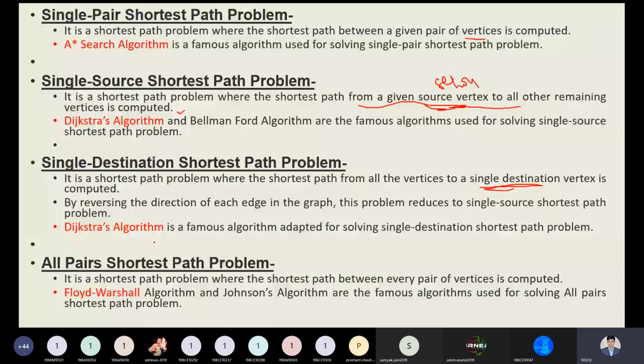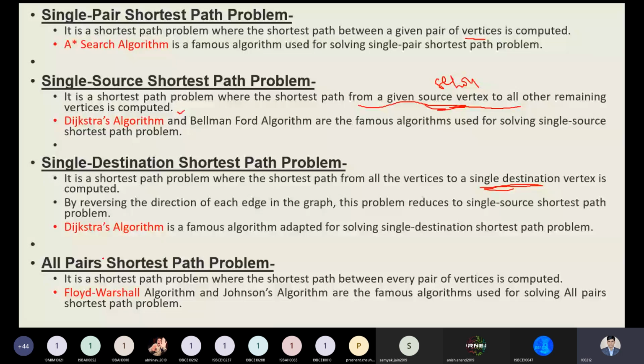But now come to the fourth one, that is the all pair shortest path problem. In the all pair shortest path problem, it is a shortest path problem where the shortest path between every pair of vertices is to be computed. So definitely this algorithm will take much time. So we have the Floyd Warshall algorithm and Johnson algorithm. Why am I writing Floyd Warshall algorithm in red color? Because Dijkstra's algorithm and the Floyd Warshall algorithm are part of our curriculum, so we will see only these two algorithms. Now you can see the Bellman Ford algorithm.